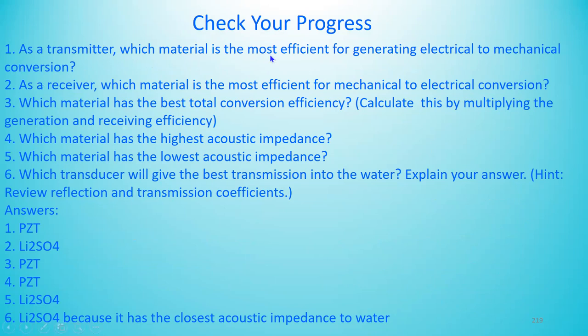As a transmitter, which material is the most efficient for generating electrical to mechanical conversion? PZT. As a receiver, lithium sulfate. Which material is the best total conversion energy? PZT. Which material has the highest acoustic impedance? PZT. Which material has the lowest acoustic impedance? Lithium sulfate. Which transducer will give the best transmission into water? Lithium sulfate, because it has the closest acoustic impedance to water.